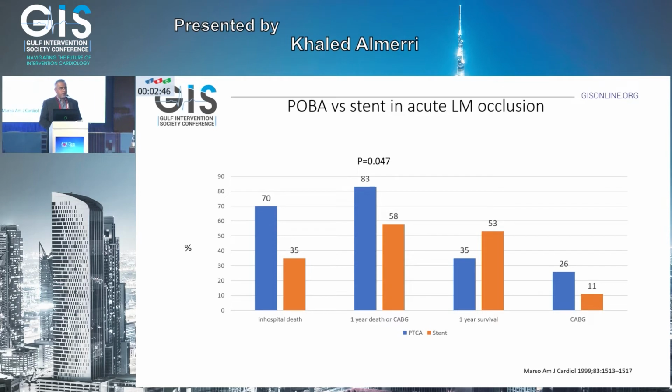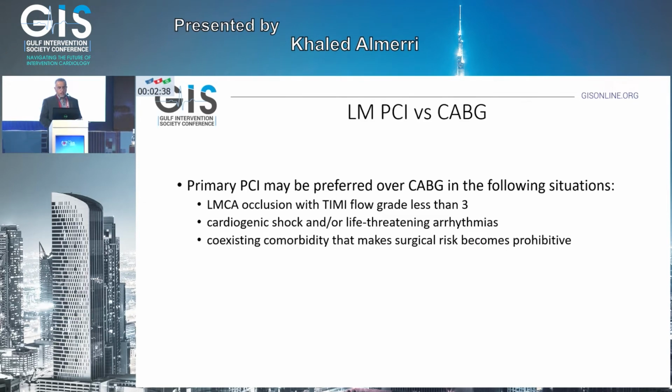What about stenting or POBA? Should we do POBA or stent? Patients who had stents did better than patients who had POBA. What is the role of CABG? Basically, your role here is to maintain the flow as soon as possible. So for people with left main occlusion or less than TIMI 3 flow, you have to maintain the flow, so you have to proceed with PTCA. For a patient in cardiogenic shock or with life-threatening arrhythmias, again, PCI is the revascularization option of choice, or if the patient is non-surgical.